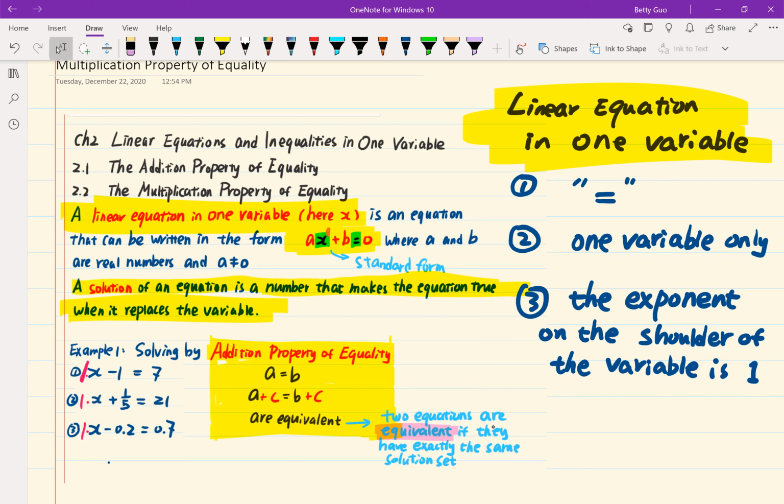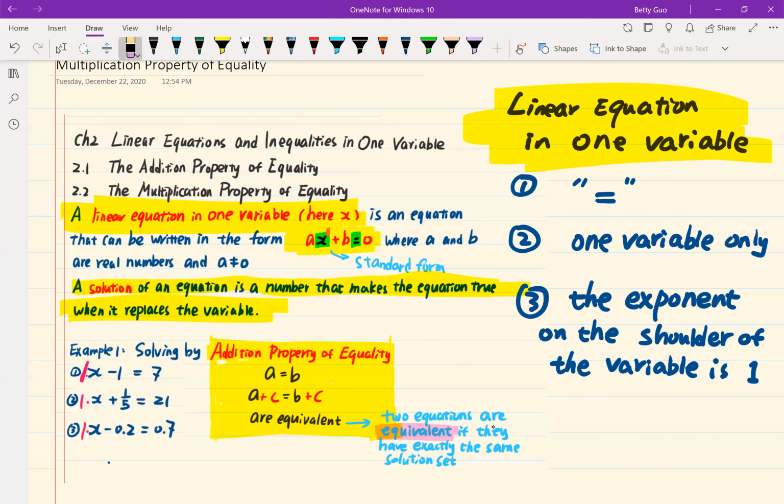The expression contains an equal sign. Second condition, the equation only has one variable. Third condition, the exponent on the shoulder of the variable is 1. You will not see x to the power of 2 or x to the power of -1. So if you see variable x appears, the exponent on the shoulder of x is always 1. If all the 3 conditions are satisfied, then the equation is a linear equation in one variable.